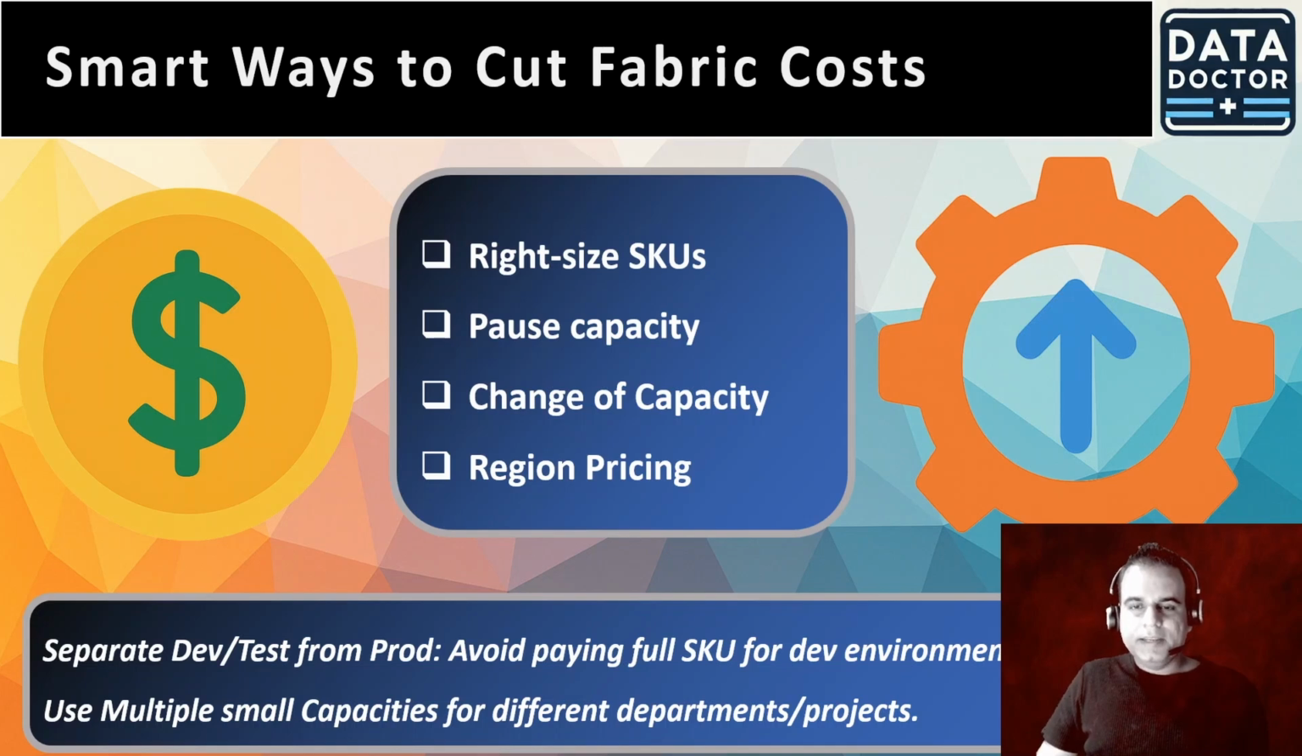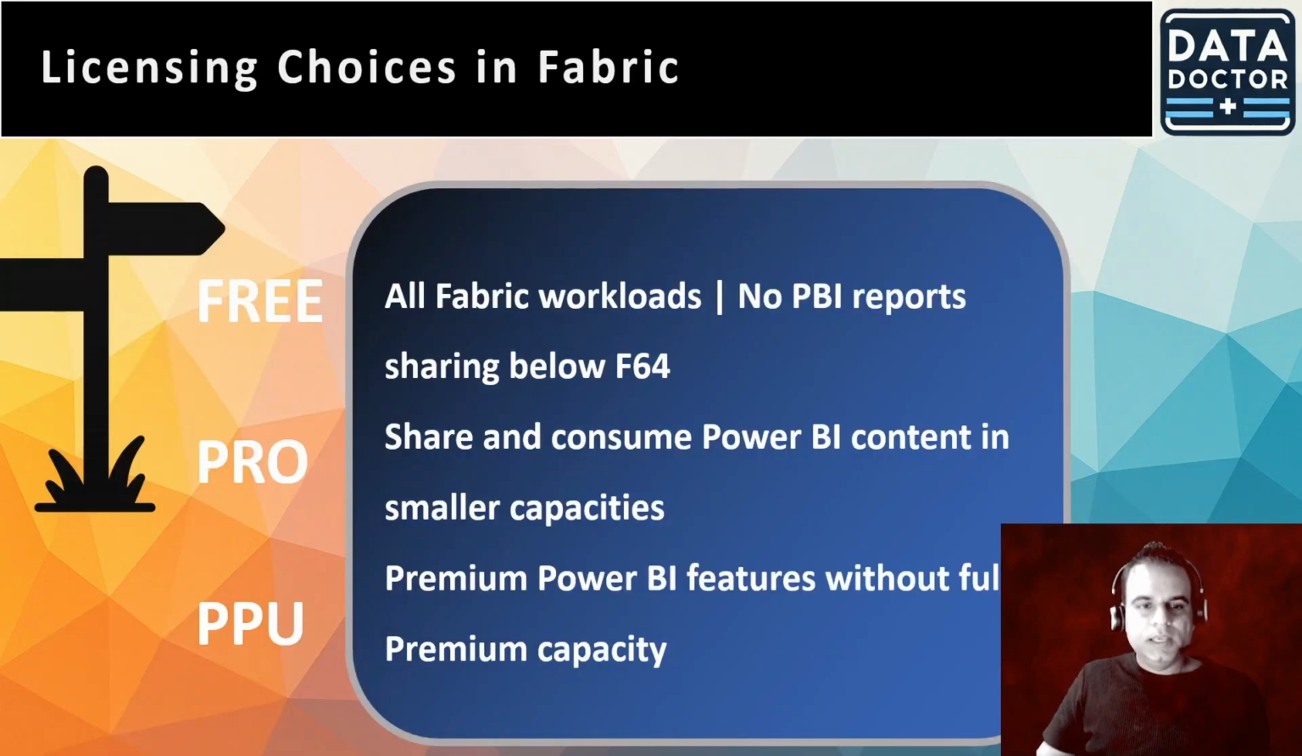Now we have a better idea of Fabric capacities and how we can cut the cost. And now let's move on to the licensing options. There are three kinds of licensing options available in Fabric: free, Pro, and Premium per user. In the free tier of licensing, you can create all Fabric workloads, but you're not able to share Power BI reports below F64 capacity. So if you're choosing below F64 capacity, you will not be able to share the Power BI report content.